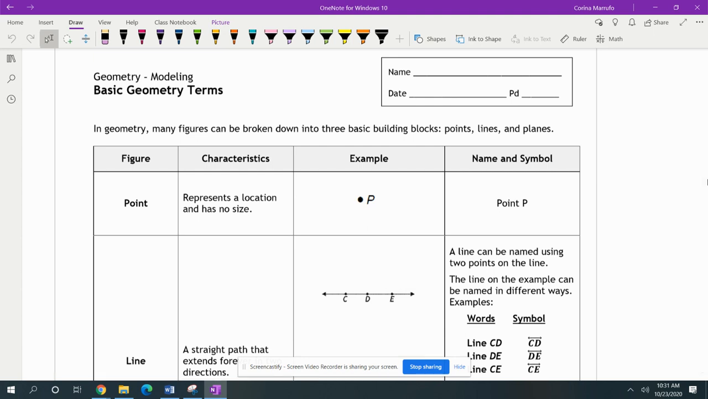All right. In geometry, many figures can be broken down into three basic building blocks: points, lines, and planes. Okay, so we have a point. A point represents a location and it has no sides. So this is point P. You put a little dot and then you put a P that stands for point P.